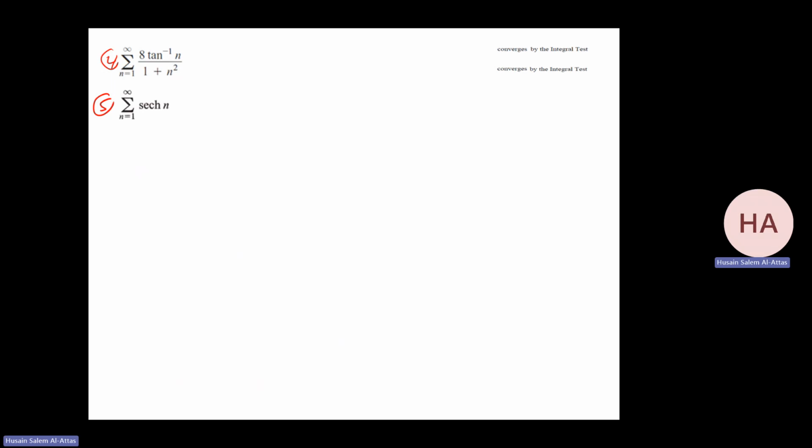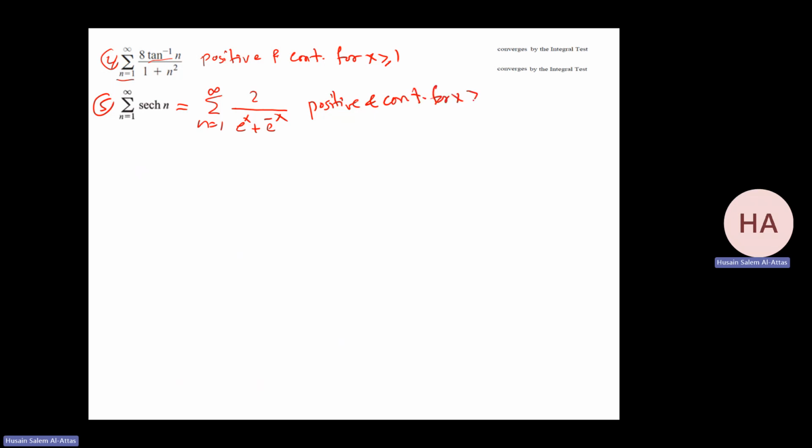I know this is positive. Yeah, because tan inverse of x, for x greater than 1, will be positive and continuous for x greater than or equal to 1. And by the way, the same thing for this one, sech x, which is what? Secant hyperbolic, 2 over e to the power x plus e to the minus x, which is positive and continuous for x greater than 1.